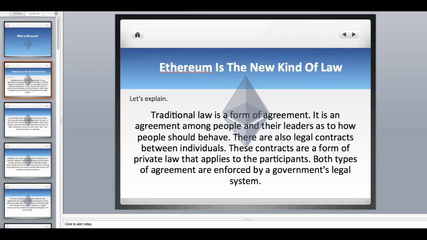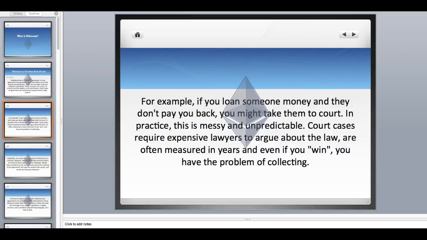Traditional law is a form of agreement. It is agreement among people and their leaders as to how people should behave. There are also legal contracts between individuals. These contracts are a form of private law that applies to the participants. Both types of agreement are enforced by a government's legal system. For example, if you loan somebody some money and they don't pay you back, you might take them to court. In practice, this is messy and unpredictable.